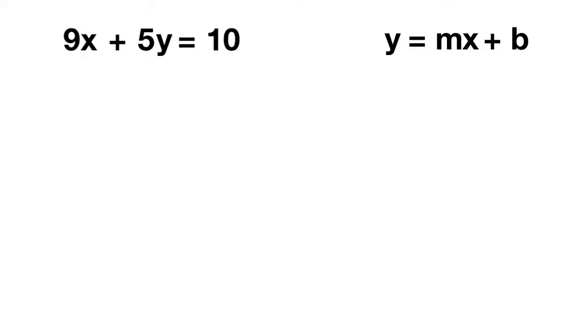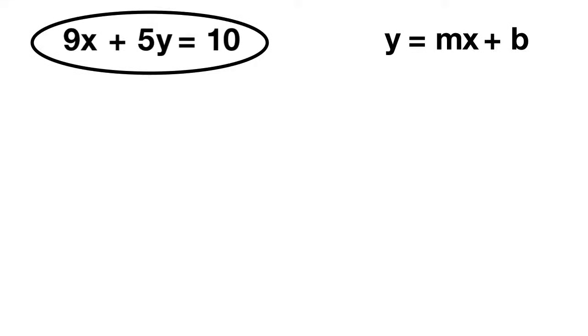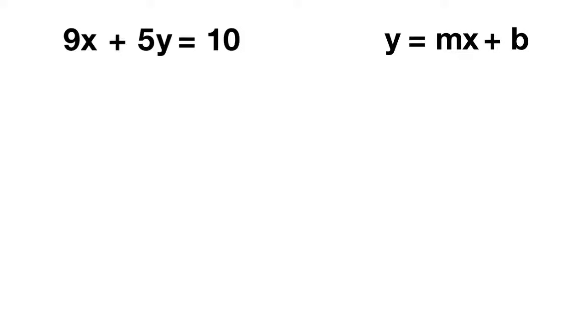Today we're learning how to convert an equation into slope-intercept form. Let's say you had the equation 9x plus 5y equals 10. Well, we know slope-intercept form is written as y equals mx plus b. So to take our equation and turn it into slope-intercept form, we're going to have to move some pieces around.